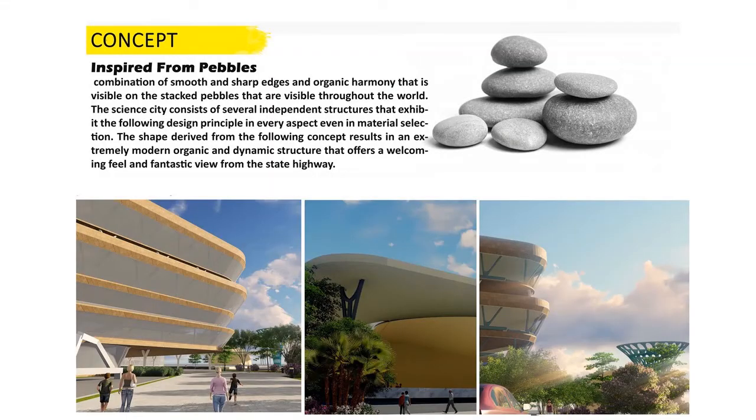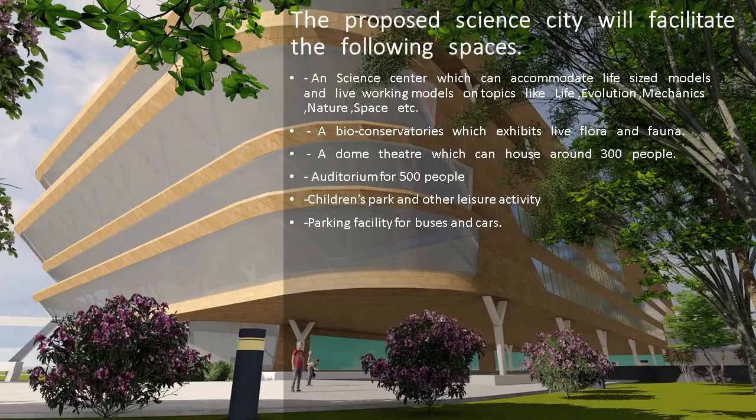Concept: the form of the science city is actually inspired from a pebble. The various buildings inside the science city show characteristics which are found in a pebble, like the smoothness in their edges and also the smooth texture of the pebble. The form also creates a feeling of balance and harmony that is found when the pebbles are stacked on top of each other. A similar impression is also visible in the forms of the building.